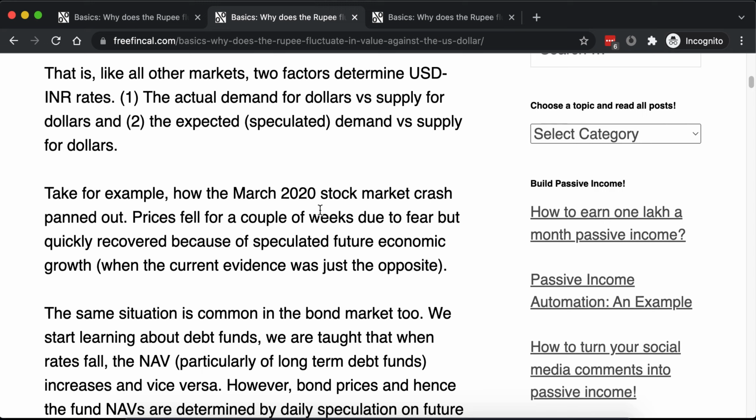The same thing happens in debt funds as well. For example, in debt funds, we are taught that when interest rates increase, then the NAV of the existing funds will fall and so on. But the fact is that there's so much speculation that if the bond market participants feel that the interest rate is going to increase, then they will take action much before that. So it doesn't happen after the event actually pans out.